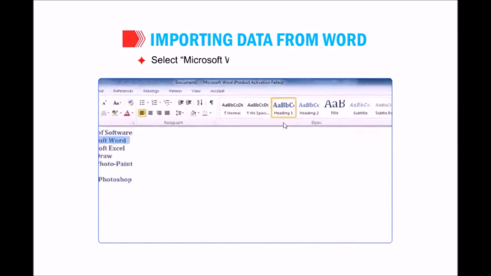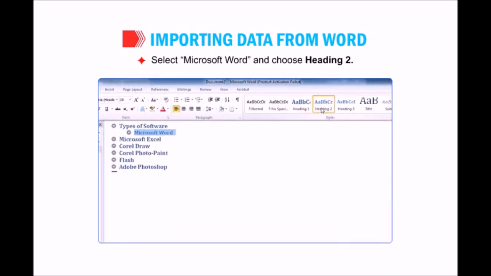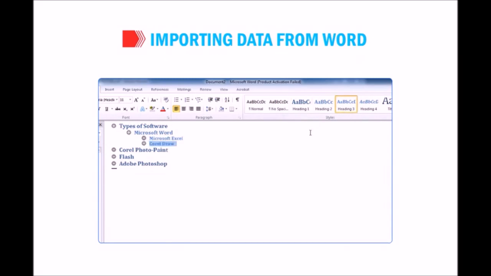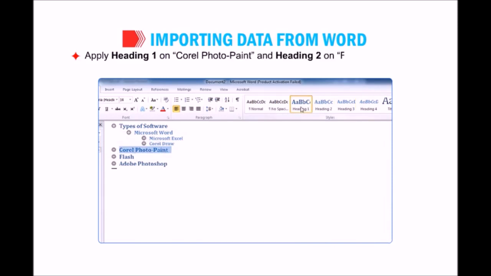Select Microsoft Word and choose Heading 2. Select Microsoft Excel and apply Heading 3. Similarly, select Corel Draw and apply Heading 3. Apply Heading 1 on Corel Photo Paint and Heading 2 on Flash and Adobe Photoshop.